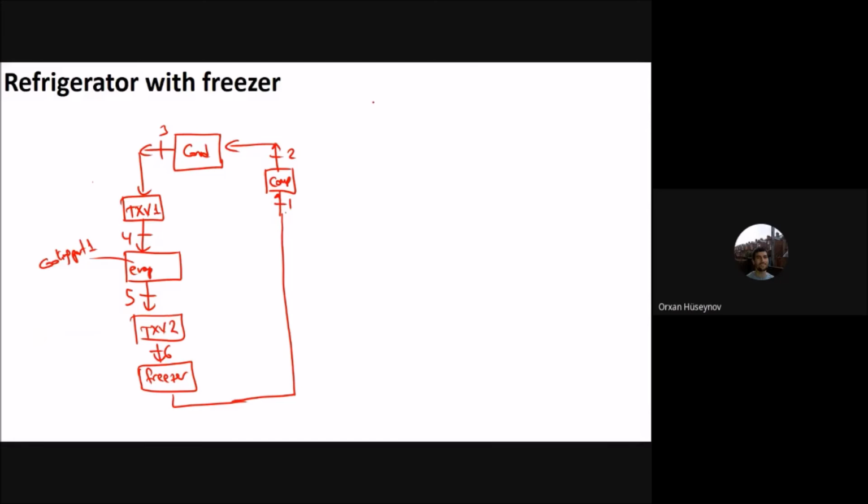If I write the pressure values here, P2 is greater than P1, and P3 is the same as P2, and P4 is less than P3, and P5 is the same as P4, and P6 is less than P5. Okay? And then P1 is the same as P6. So P1 is the P minimum. P5 will be in the medium range, and P3 or P2 will be the Pmax.